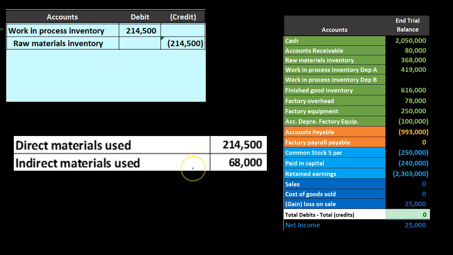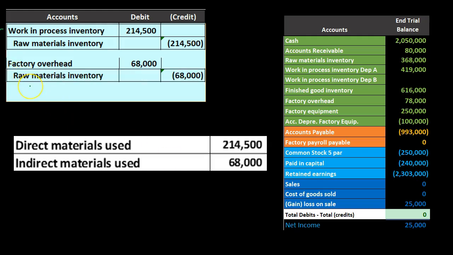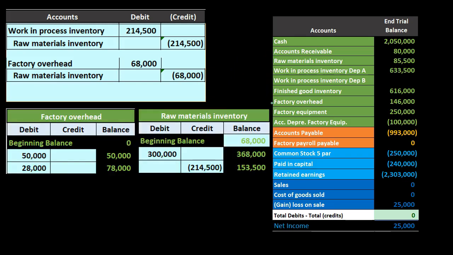But we would apply that out to the work in process. It's the indirect materials that we don't know where it should go, right? We don't know which department it should go to if it's indirect. So if it's indirect, small materials possibly, therefore we're going to dump that once again into factory overhead. So factory overhead then, debit increased by the 68, and the raw materials would decrease by the 68. So we're decreasing the raw materials, putting it into the factory overhead. If we took a look at the GL accounts, then we have our factory overhead is going to go up by the 68 to 146.